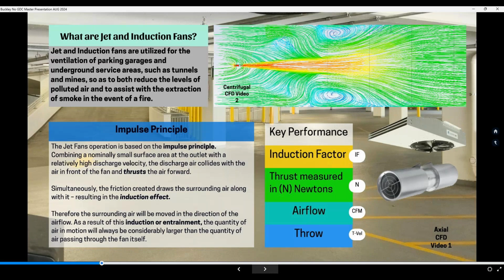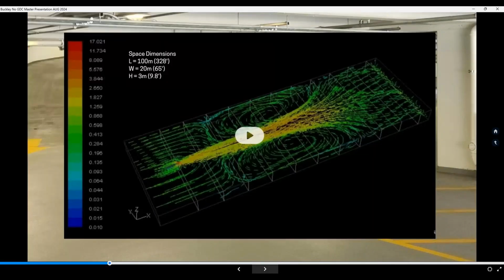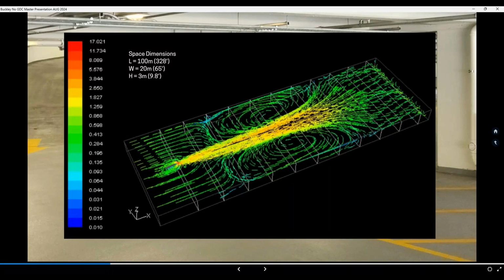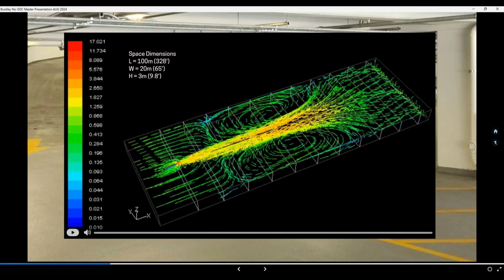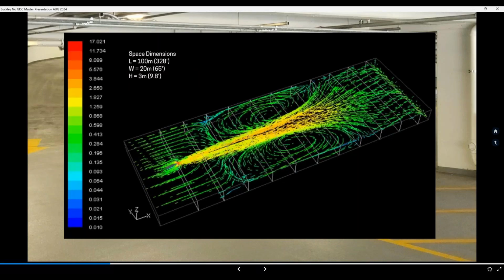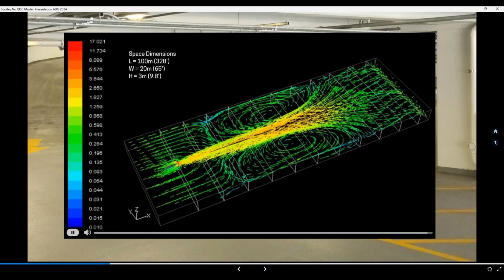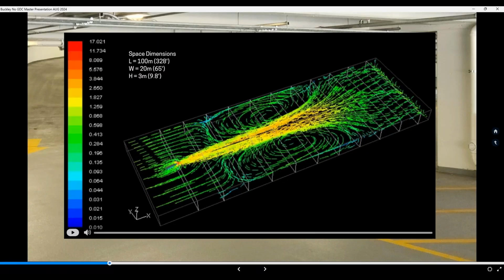So with this, I will show you an actual CFD analysis, a visual model of a jet fan in operation. So you can see we have the jet fan here on the left. This is in the first section of the model. And the model space is 100 meters long, 20 meters wide, 3 meters high, open on both ends. We'll do this one more time in case you want to see that again. This is an axial jet fan in operation. You see the discharge of air and the additional volume of air that's placed into forward motion by the discharge.